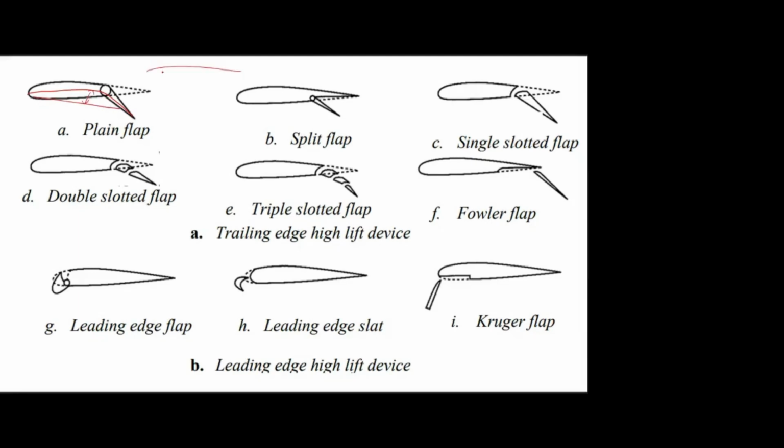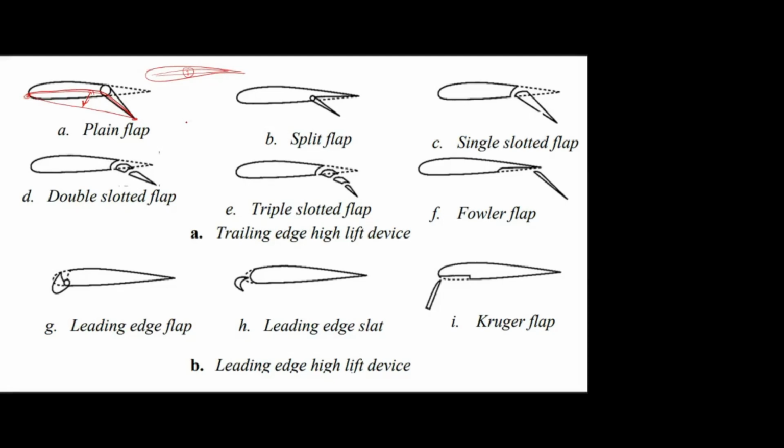Previously this is the airfoil, this is the camber line, this is the chord line. The distance is the camber. Only this small camber we have now. This is the chord line, the line that joins the leading edge and trailing edge, and this is the camber line. The distance between those two is the camber. So by increasing the camber, we are increasing the CL.